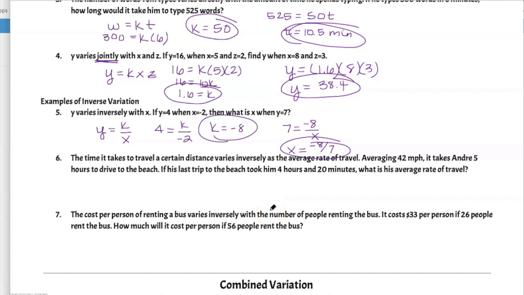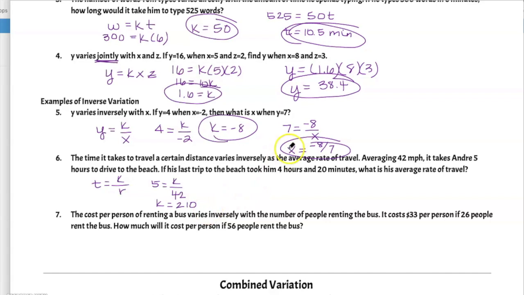The time it takes to travel a certain distance varies inversely as the average rate of travel. So again, t is equal to k divided by the rate, because it's an inverse variation. Averaging 42 miles per hour, it takes Andre 5 hours. So 5 is t, 42 is r. 42 times 5 is 210. So that's k.